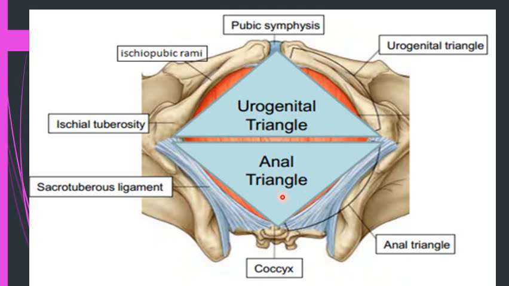So this picture is showing you the boundaries of the perineum. What is perineum? That is a diamond shaped area which is located between two thighs, and this is making up the lowermost area of the abdomen and pelvic region. So here the pelvis is going to end up.